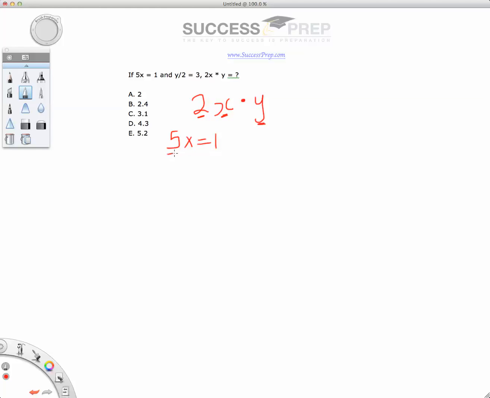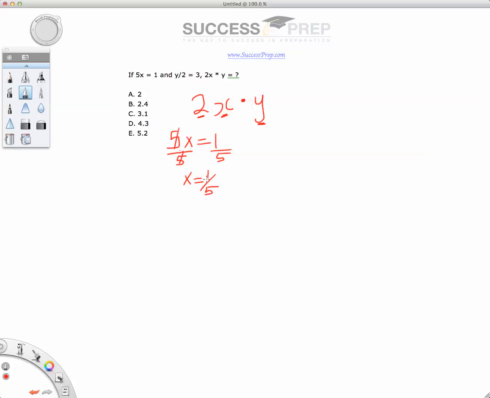So we're going to go ahead and divide that 5 on both sides, because in mathematics whatever you do to the left you have to do to the right. So because of that, I'm dividing this by 5. So the 5 will cancel that 5, and all I have left for this x is equal to 1/5.